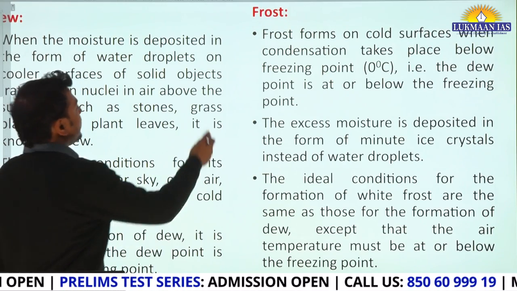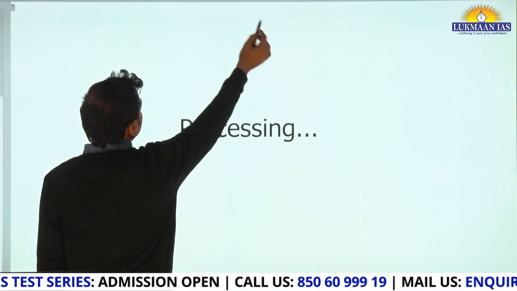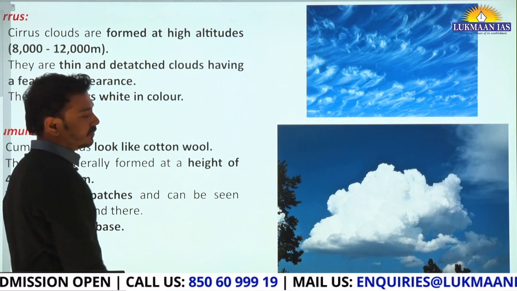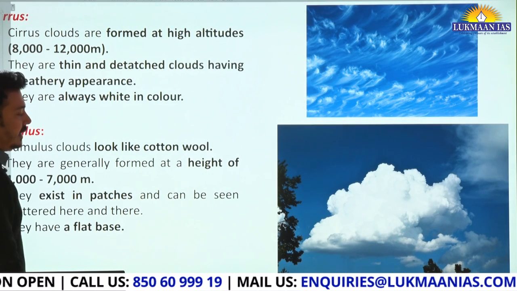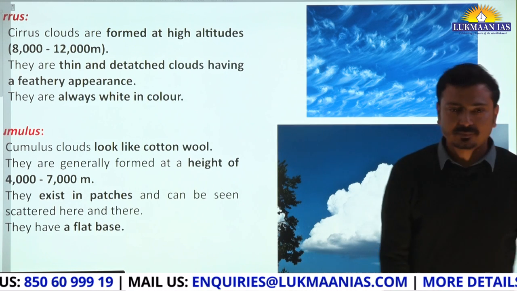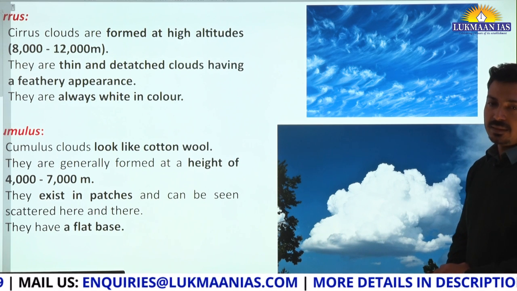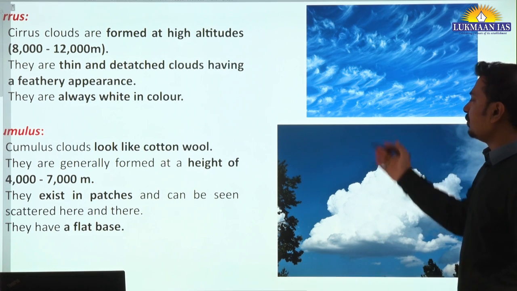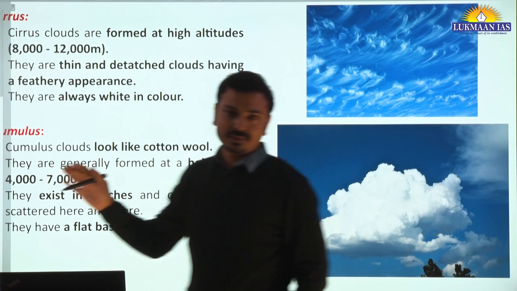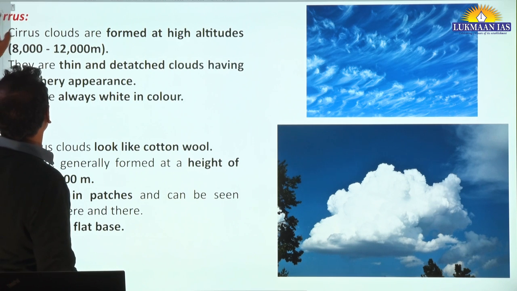You have been given this explanation, you can read that. The same things are there: fog and mist, the difference and all, and the types of clouds we can see. It is given in GC Leong, it's not given properly in NCERTs. So you can again read from GC Leong or simply follow these notes. I have added photographs also, so you will understand easily from the photos.